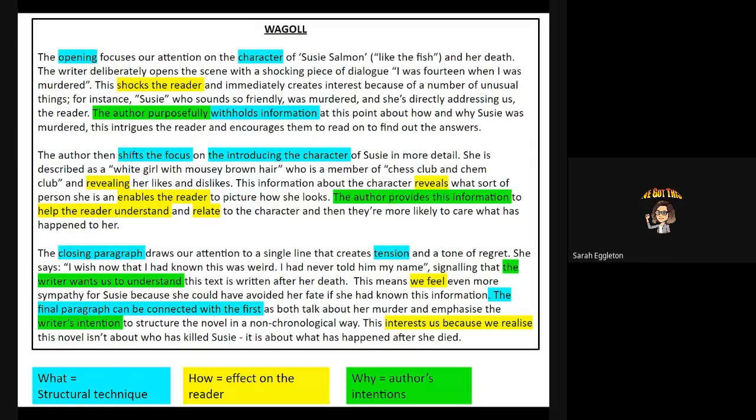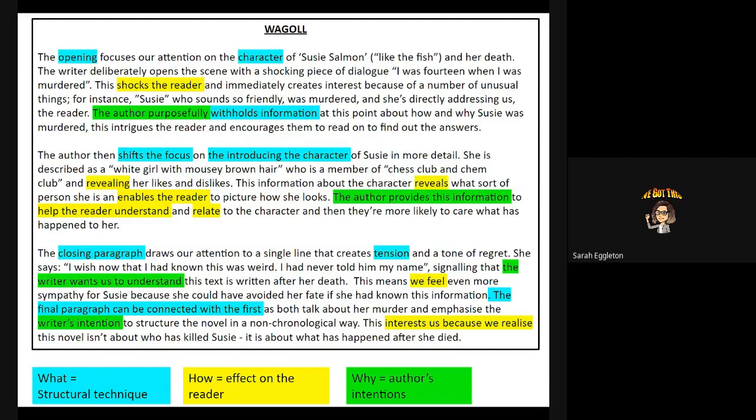So this is a great answer, and I want you to look at the colour coding that I have put into it. The blue is the structural technique, the yellow is the effect on the reader, and the green is the author's intentions. So you can see how I'm sticking to the structure.